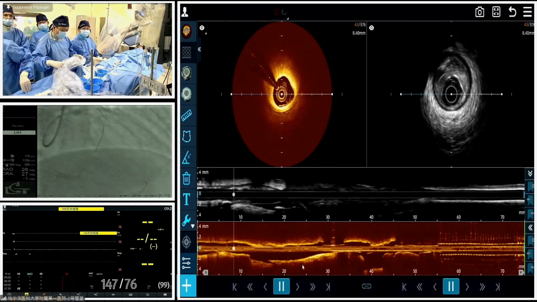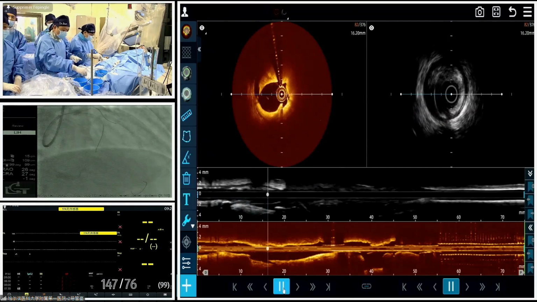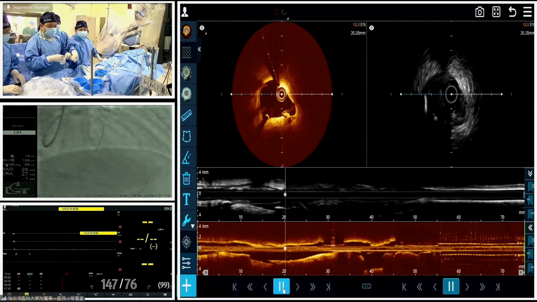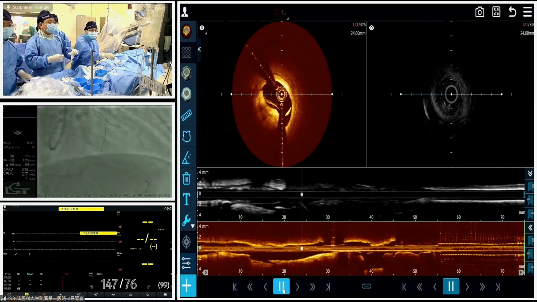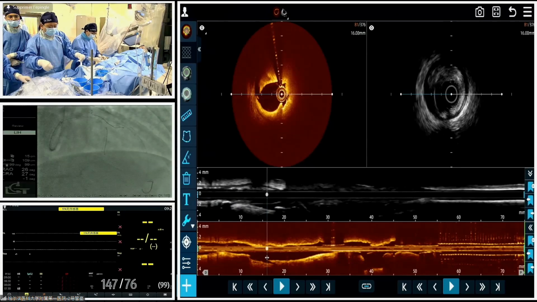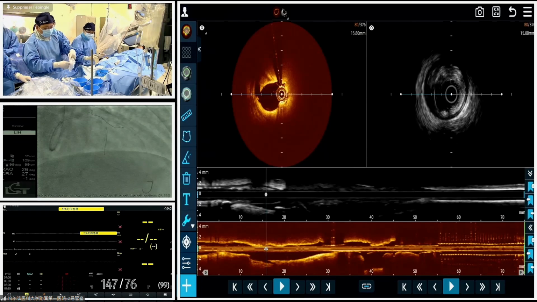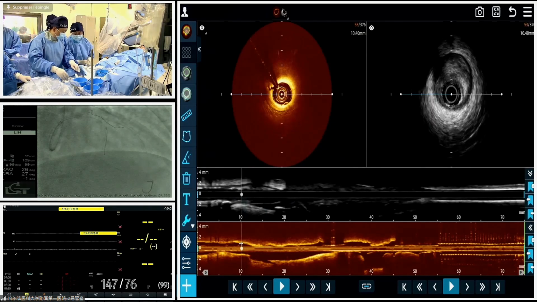So Dr. Zhang, will you interpret this image for us? Of course, it's my pleasure. We can see the imaging quality is good. And here we can see, from 9 to 12 o'clock, there are some cracks of the calcium film lesion.